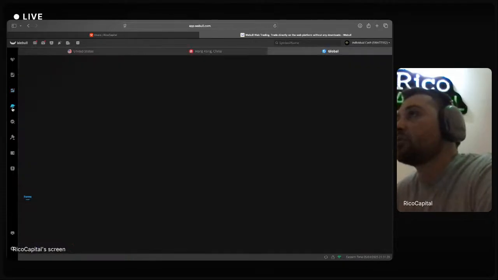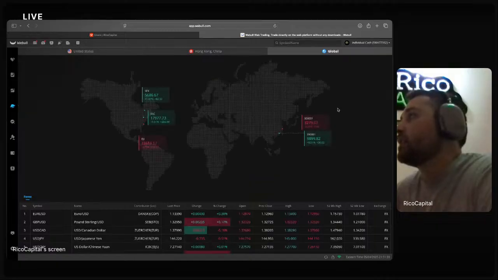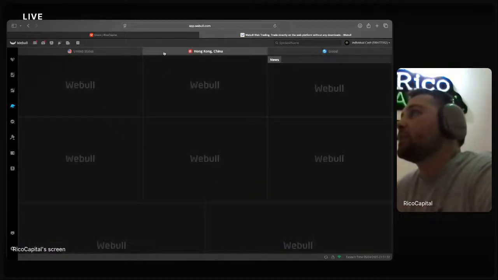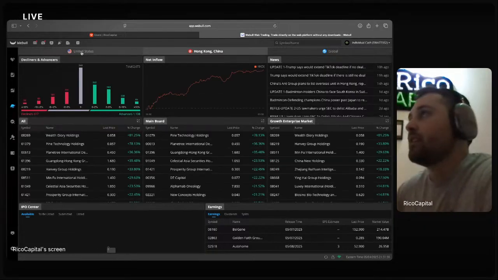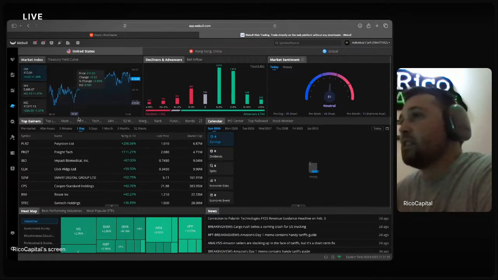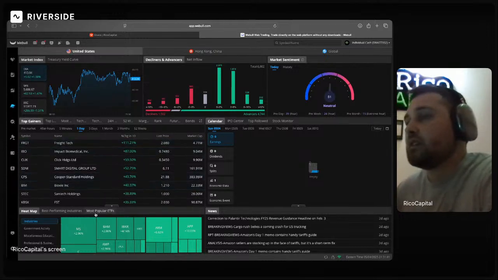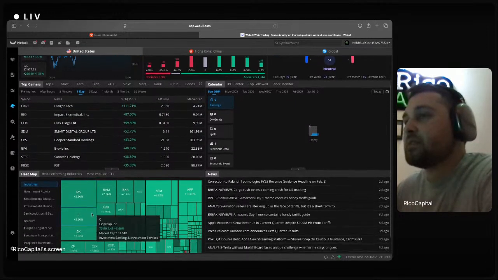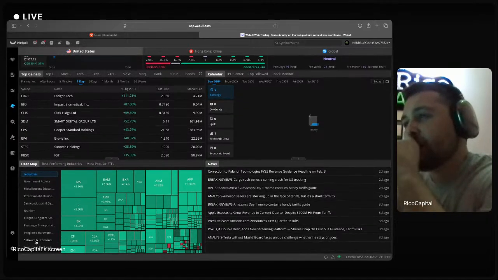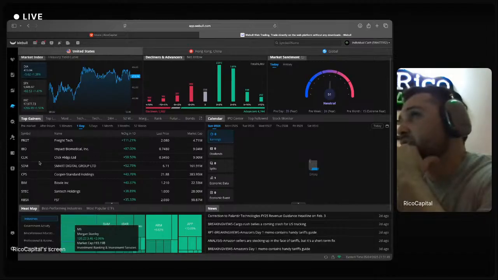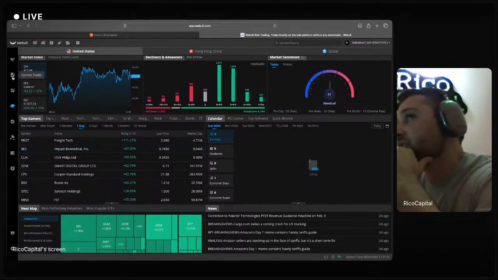Let's look at the markets real quick. Overnights. Let's look at Hong Kong. Anything crazy? I don't really care about that. All right. Some of these heat maps on some of these sectors really doesn't mean too much. Just something to look at. Nothing too crazy. No news.